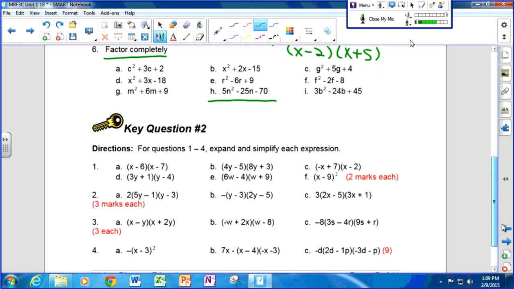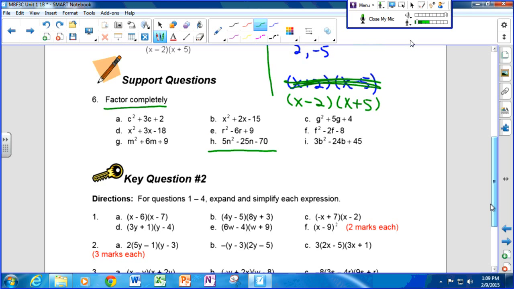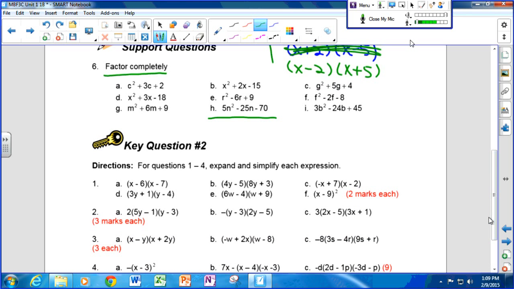This is question 6 on page 17. It says factor completely. So we'll do a few of these from question 6, and then maybe a couple of the key questions, and then we'll move on to explaining why we use that factoring, because it is really cool. We're just winding up now to figure out why we're doing this. I think I did 5 last week, so let's try these two. We'll try F and I.